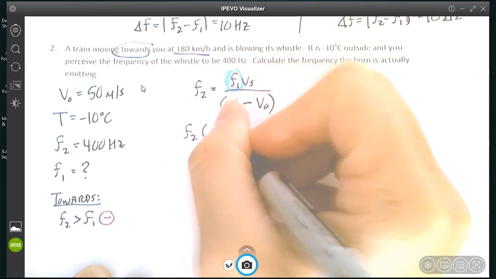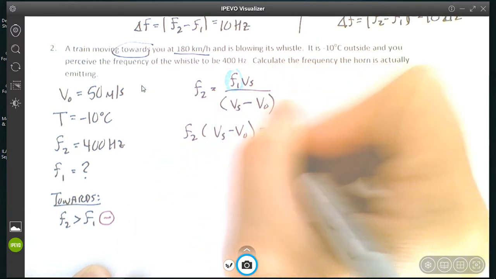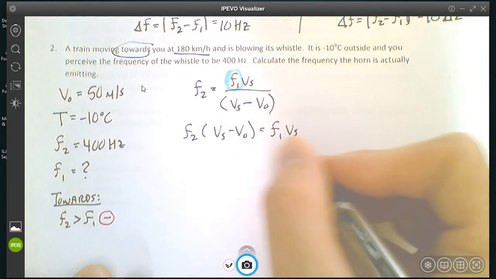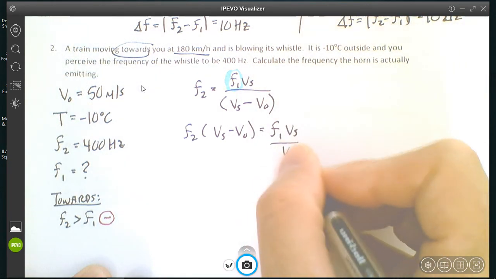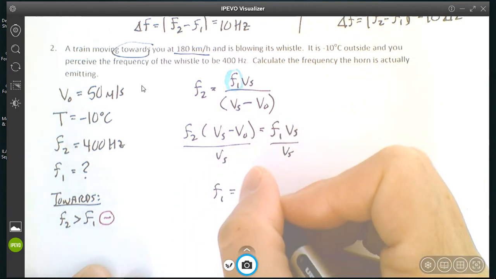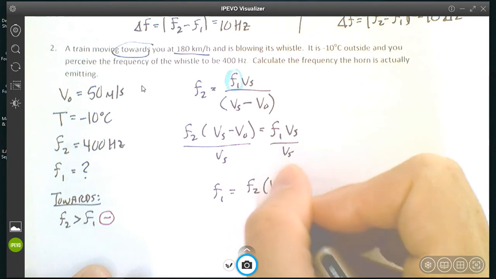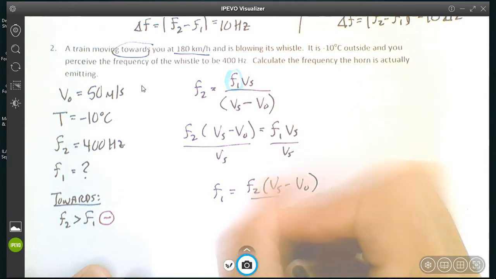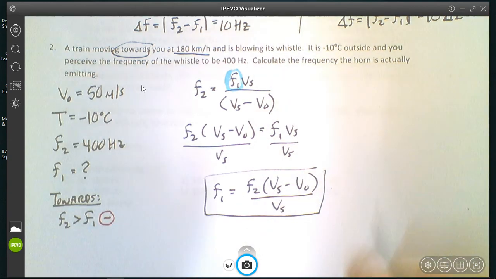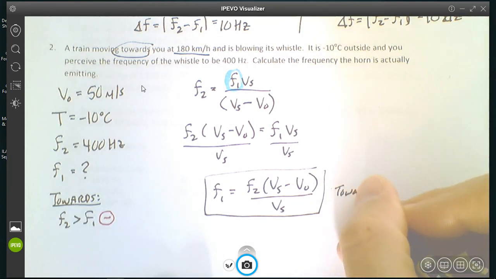Do this on your own, and then follow the tutorial afterwards. There we go. So now if I want F1, I just divide both sides by Vs. And F1 equals F2 times (Vs minus VO) over Vs. Okay, there you go. That's only if it's moving towards you.